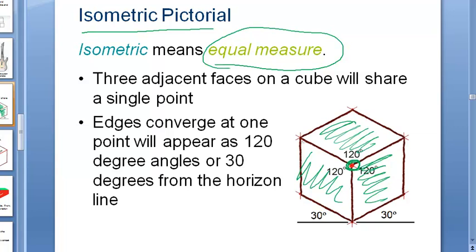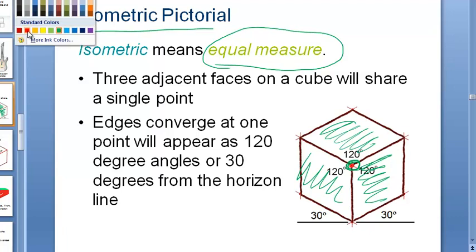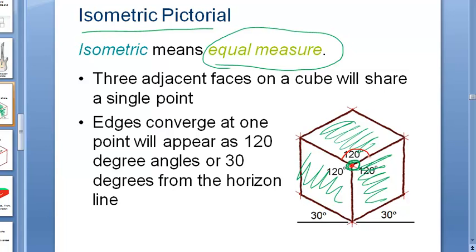So if I look at this line right here, let me change to a different color. Let's do red. If I'm in this area right here, basically this little arc is 120 degrees. Same with this one, and same with this one. So what you get is a basic Y shape.